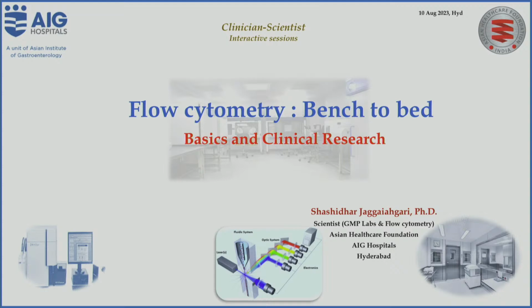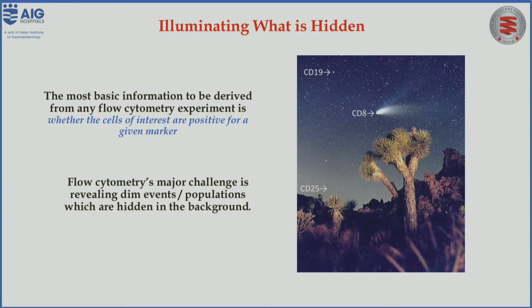The basic information we want to get from the flow cytometry instrument is whether the cells of interest are positive for a given marker. But the basic challenge in flow cytometry is revealing dim events or rare events, which are difficult to identify.